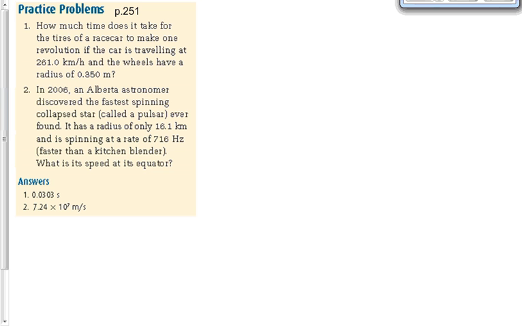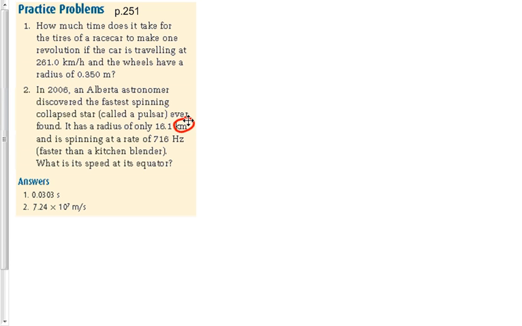It says, in 2006, an Alberta astronomer discovered the fastest spinning collapsed star, called a pulsar, ever found. It has a radius of only 16.1 kilometers. That might seem like a big number, but we're talking about a star. That's a small collapsed star. It's spinning at a rate of 716 hertz. It's 16 kilometers in radius, and it's spinning around 716 times per second.